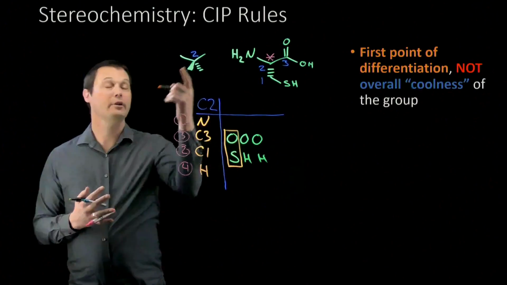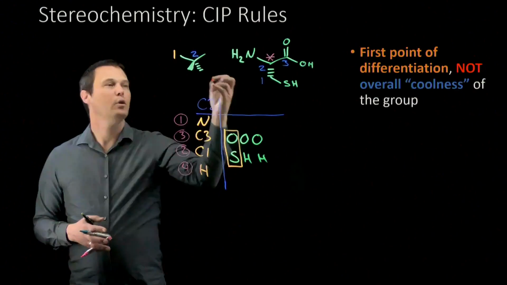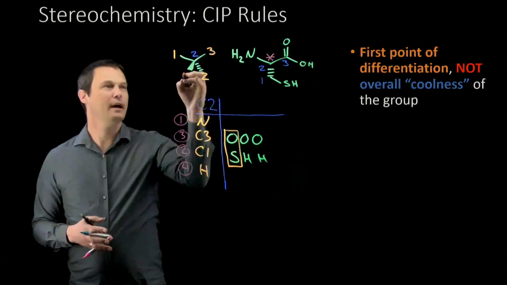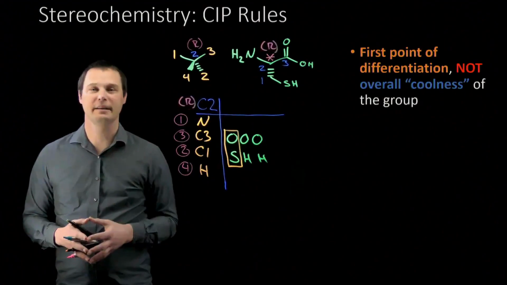Now we're ready to put our priority labels on our abstracted group. Nitrogen was highest priority on the top left. The carbon number 1 group on the dash was 2nd priority. The carbon number 3 group on the top right was 3rd priority, and the hydrogen on the wedge is the 4th priority. You can assign the priority labels to any stereocenter like a ninja.